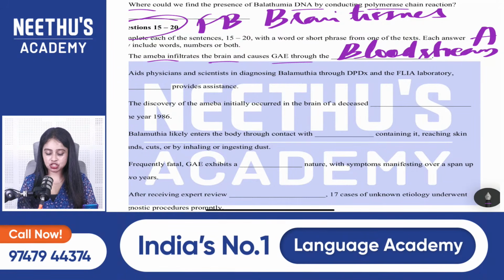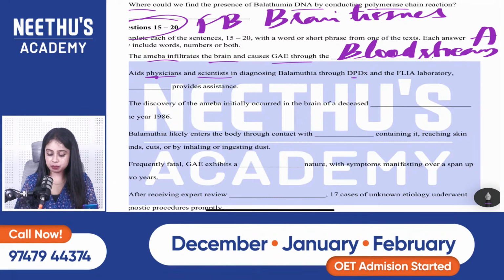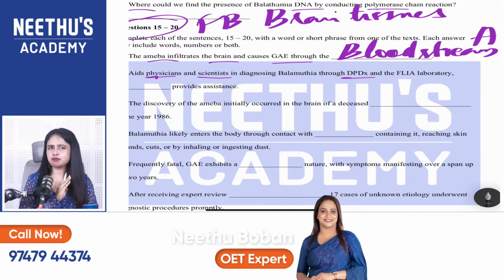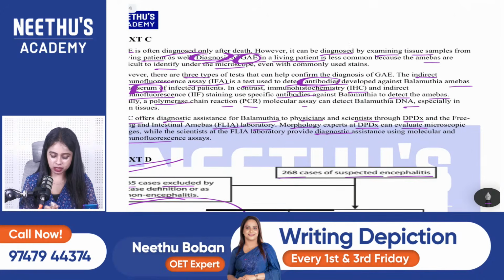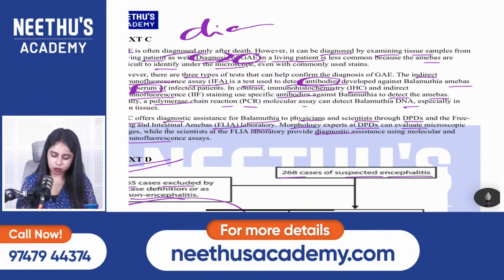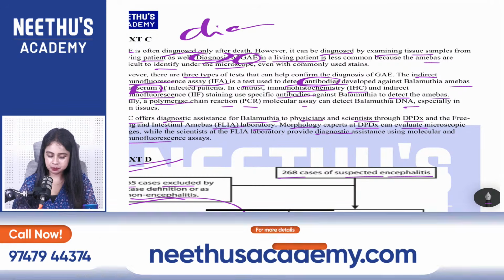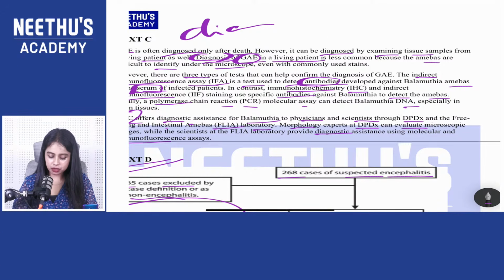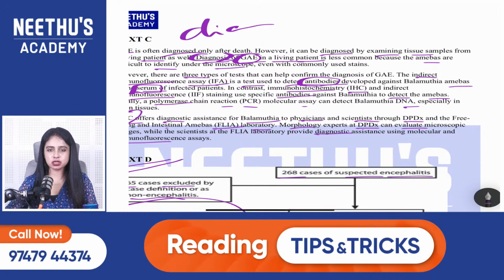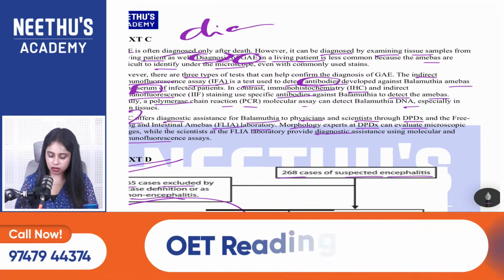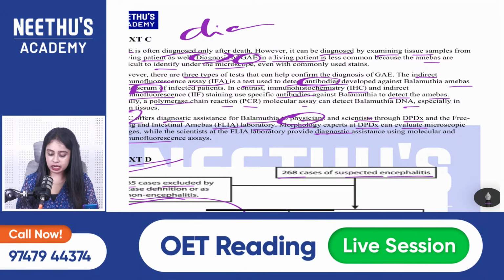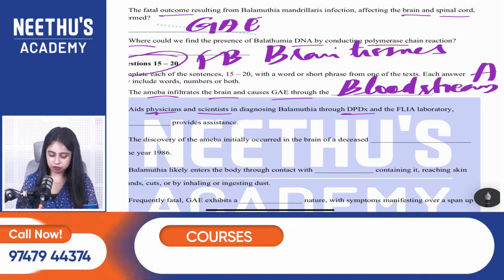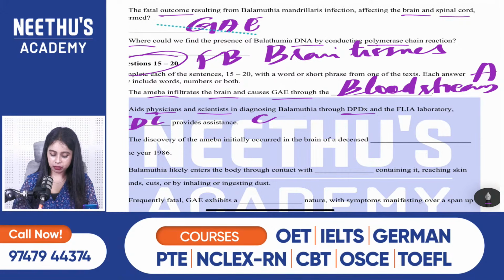So answer is bloodstream from text A. 16. AIDS physicians and scientists in diagnosing Balamuthia, DPDX and FLIA laboratory dash provides assistance. Very clear-cut question because I know the keywords mentioned in text C. It's all about diagnosis. I think in the last paragraph, CDC offers diagnostic assistance. So very direct answer, CDC. Physicians, scientists, DPDX. So answer is CDC from text C.